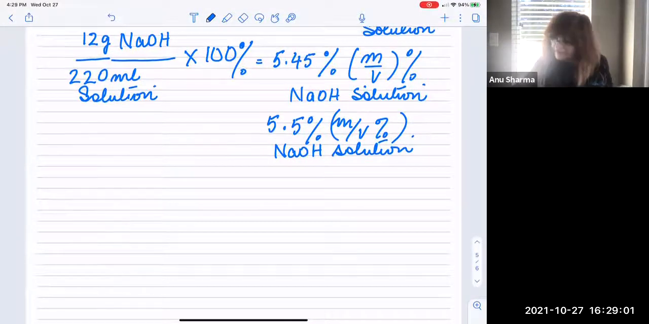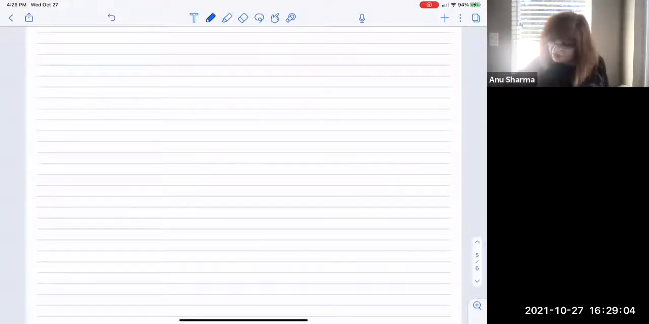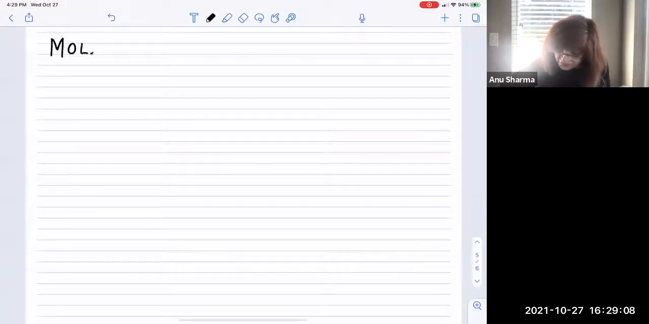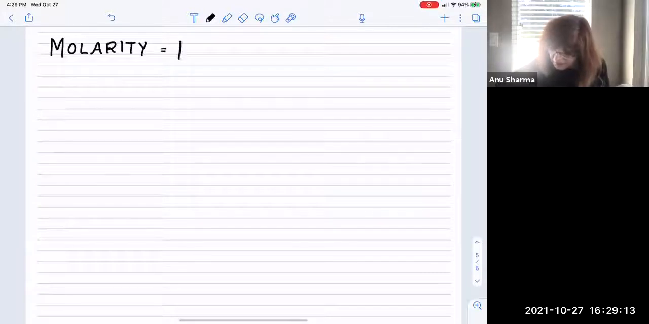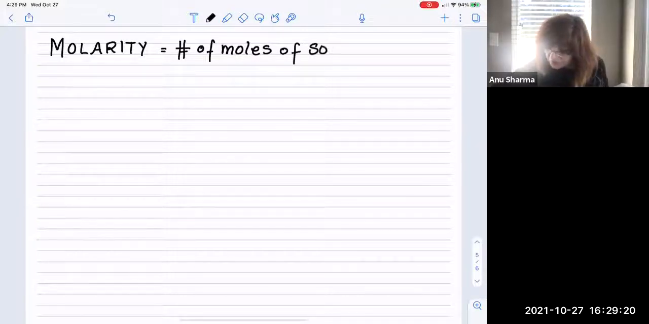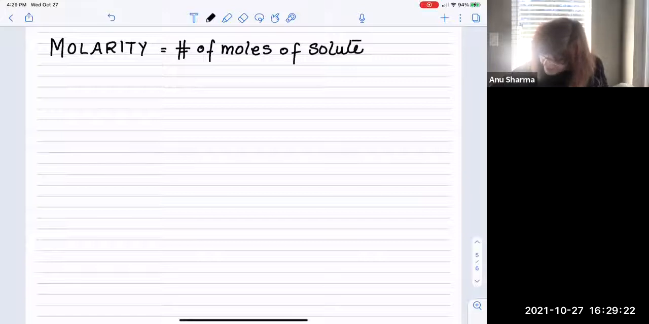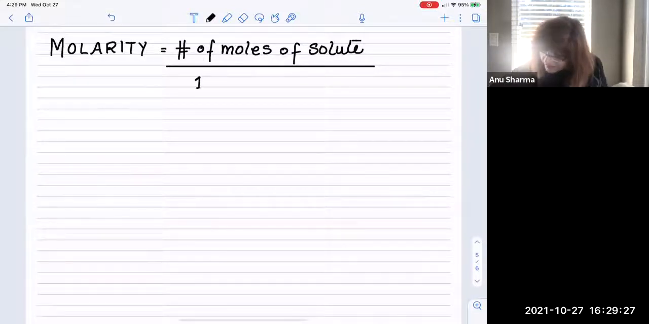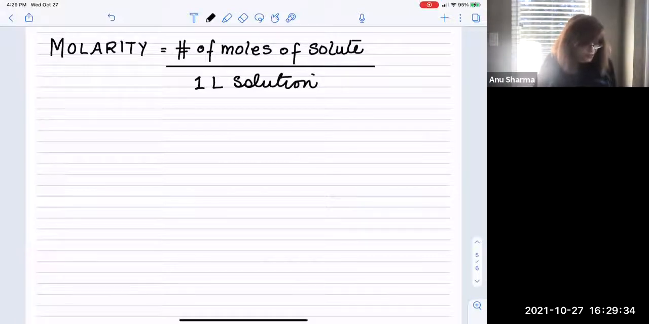Next is the concentration, which is the molarity. Now, molarity is number of moles per liter. Molarity is equal to number of moles of what? Of solute. Moles of solute over 1 liter of the solution, okay?